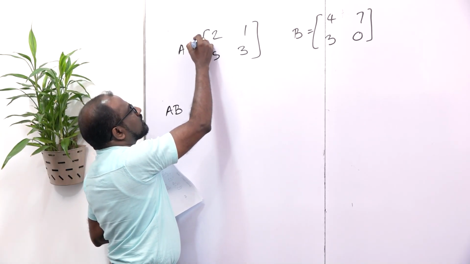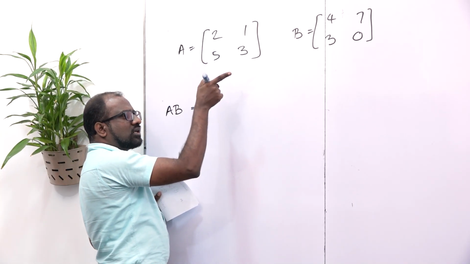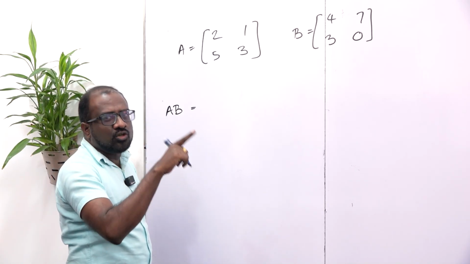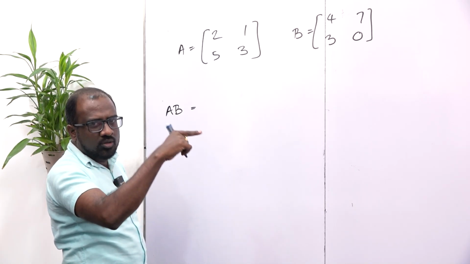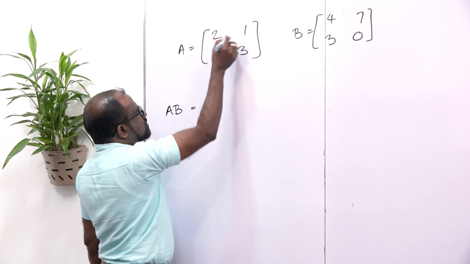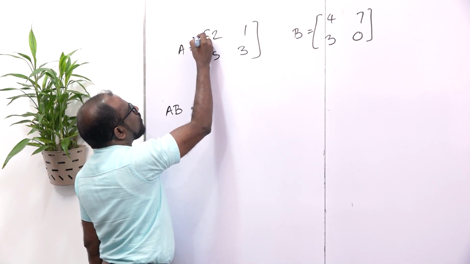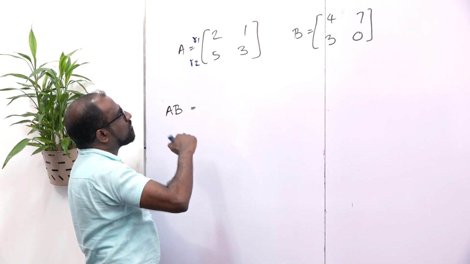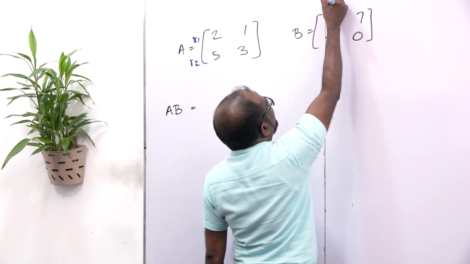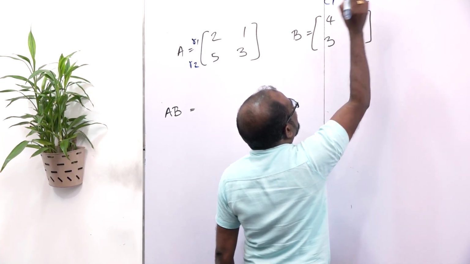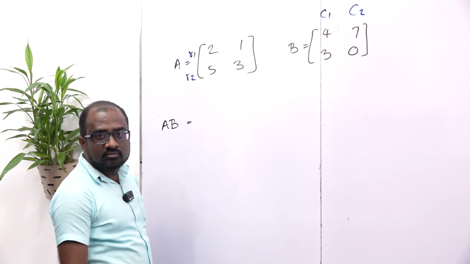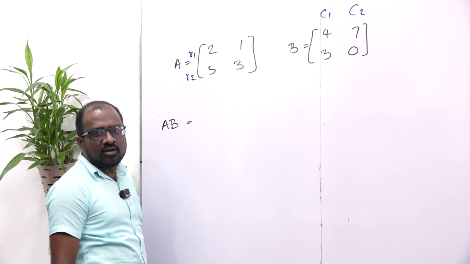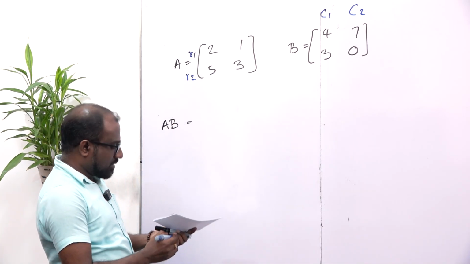Although the number of columns equals the number of rows, we multiply rows into columns. A row is multiplied by a column. Do it like this: in the first matrix, put the row numbers, row 1, row 2. In the second matrix, put the column numbers, column 1, column 2. First matrix gives the row numbers, second matrix gives the column numbers. Then we go on to multiply.